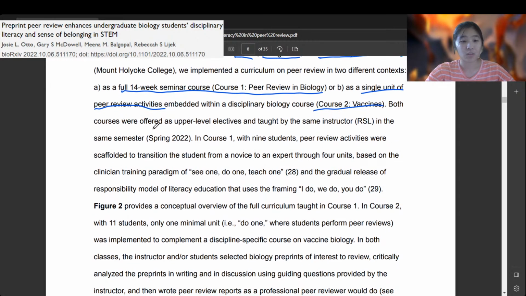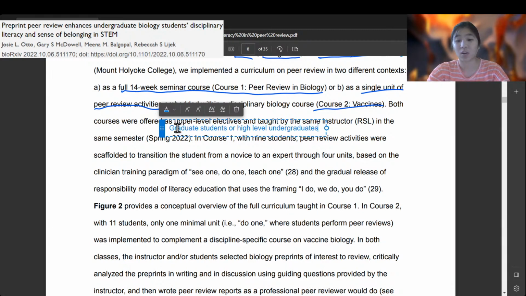Okay, so generally upper level electives are for graduate students, or not necessarily graduate students, but they are either for graduate students or high level undergraduates. So undergraduates are also allowed to take upper level electives. So it's either high level undergraduates such as juniors or seniors. There we go.